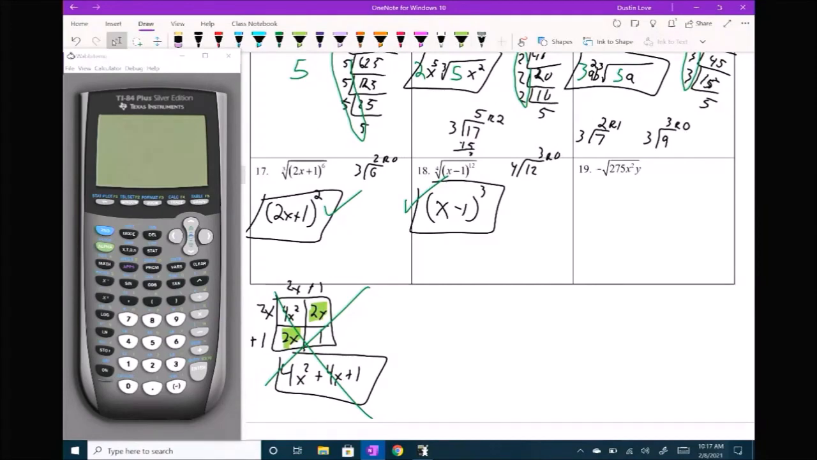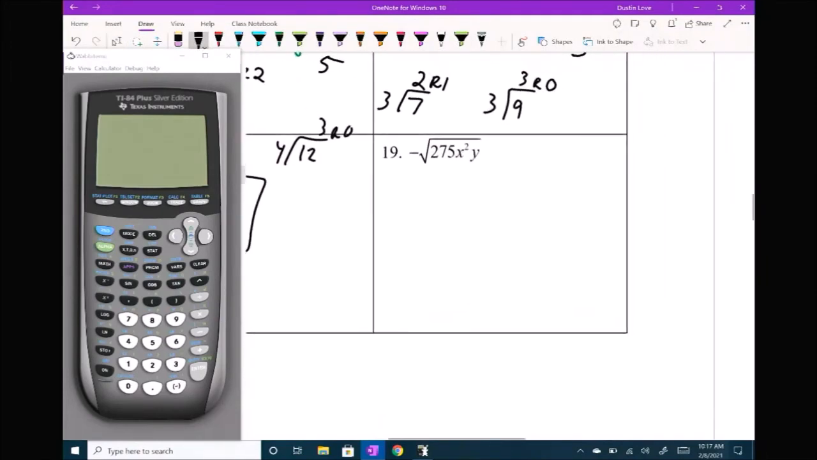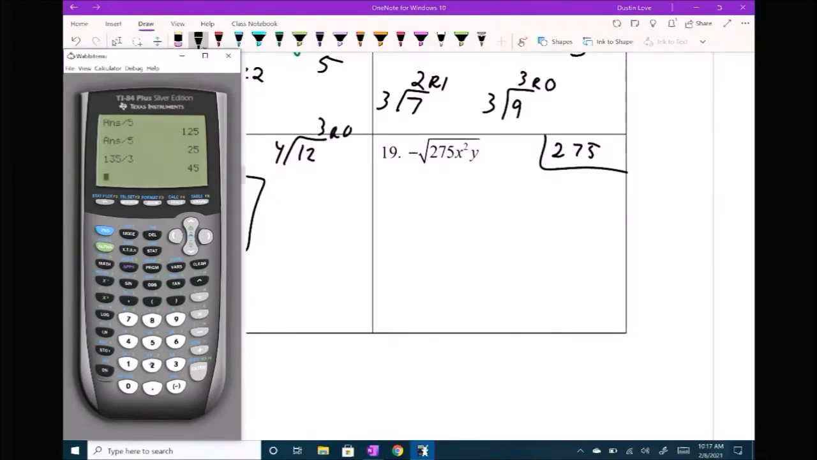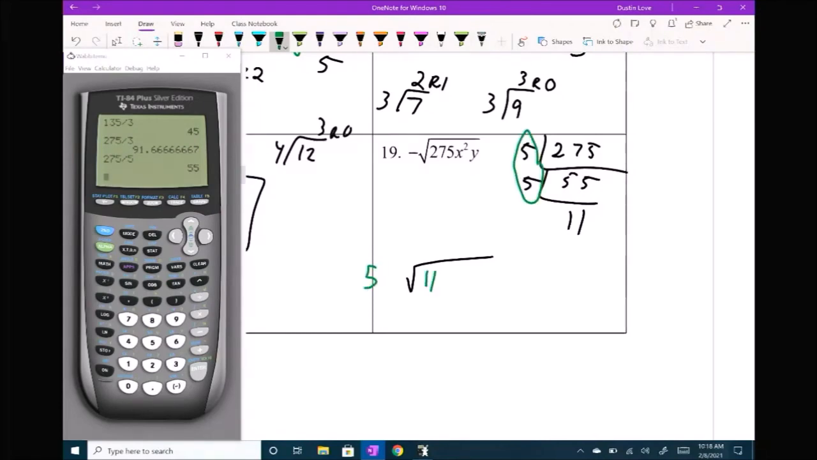Number 19. Let's do our coefficients first. So we've got 275. 2 definitely does not go in. 275 divided by 3 does not. So 5 definitely will. 5 will go in 55 times, and then 5 will go in 11 times. 11 is prime. And so I'm going to go ahead and put my square root symbol here. No index means an index of 2, so I've got groups of 2. So I've got a 5 on the outside and 11 on the inside.